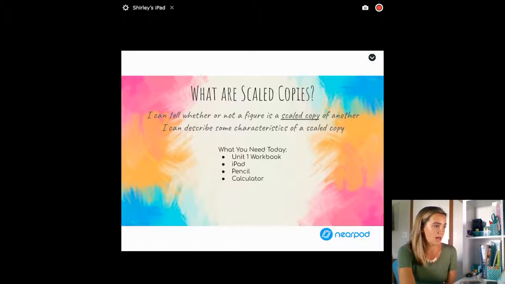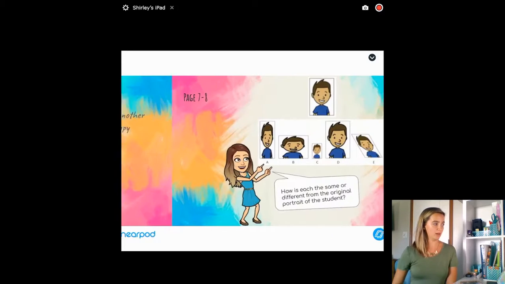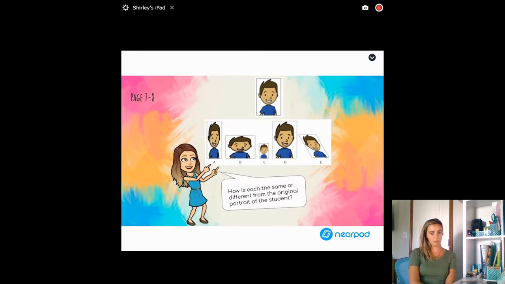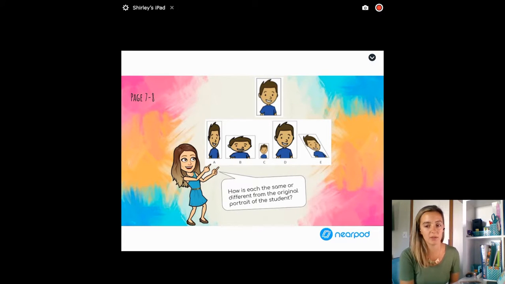Alrighty, so I am going to switch the slide here. So you should all be now looking at a page that has my little Bitmoji talking to you, and you can see an original image on the top and 5 other images below. And you can see I'm asking you, how is each of these the same or different from the original portrait of the student? So we're going to be talking about scaled images today.